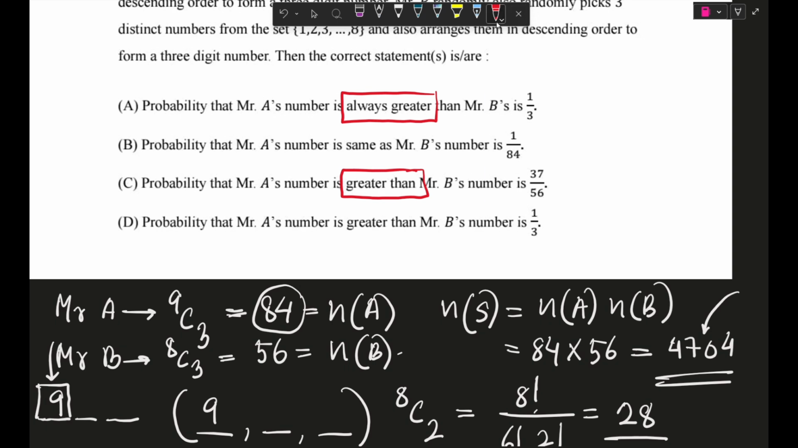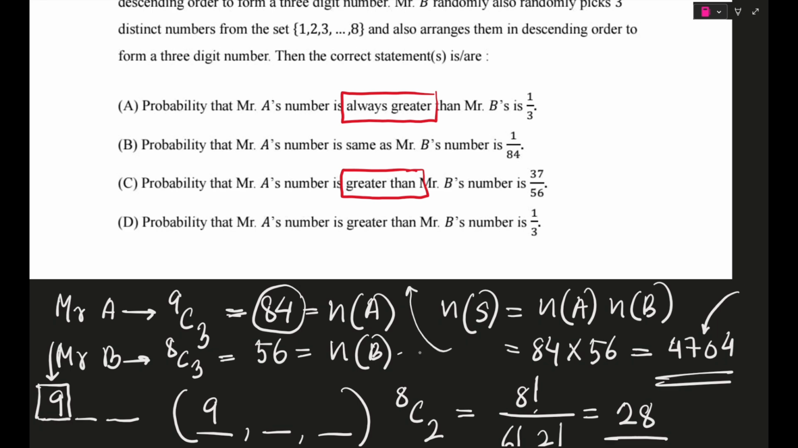And what is the difference? Basically, here in option number A, the probability that Mr. A's number is always greater. If you want to treat this as conditional probability, if you are very adamant that you just want to treat this as conditional probability, then you can. Because in option number A, they are telling you that Mr. A's number is always greater, which they are not telling you in option number C.